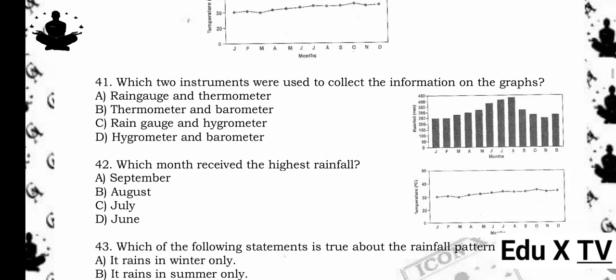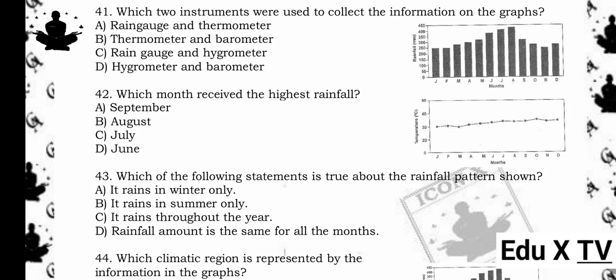41. Which two instruments were used to collect the information on the graphs? A. Rain gauge and thermometer. B. Thermometer and barometer. C. Rain gauge and hygrometer. D. Hygrometer and barometer. The answer is A. Rain gauge and thermometer. Reason being, rainfall is measured using a rain gauge. Temperature is measured using a thermometer.